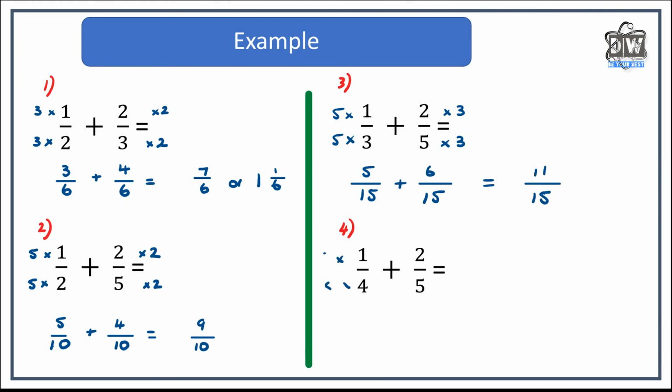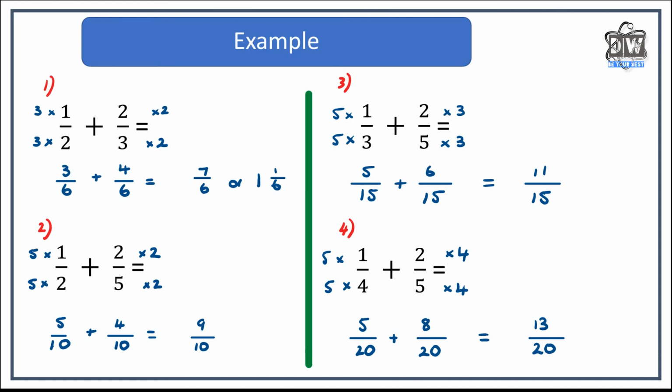And on the last one, we're going to times this side by 5. We're going to times this side by 4, and we're going for 20s, aren't we? So we've got 5 20s plus 8 20s. And we're going to add those two together to give us 13 20s. Yeah, you understand what I'm saying anyway. So that is it. That is all.